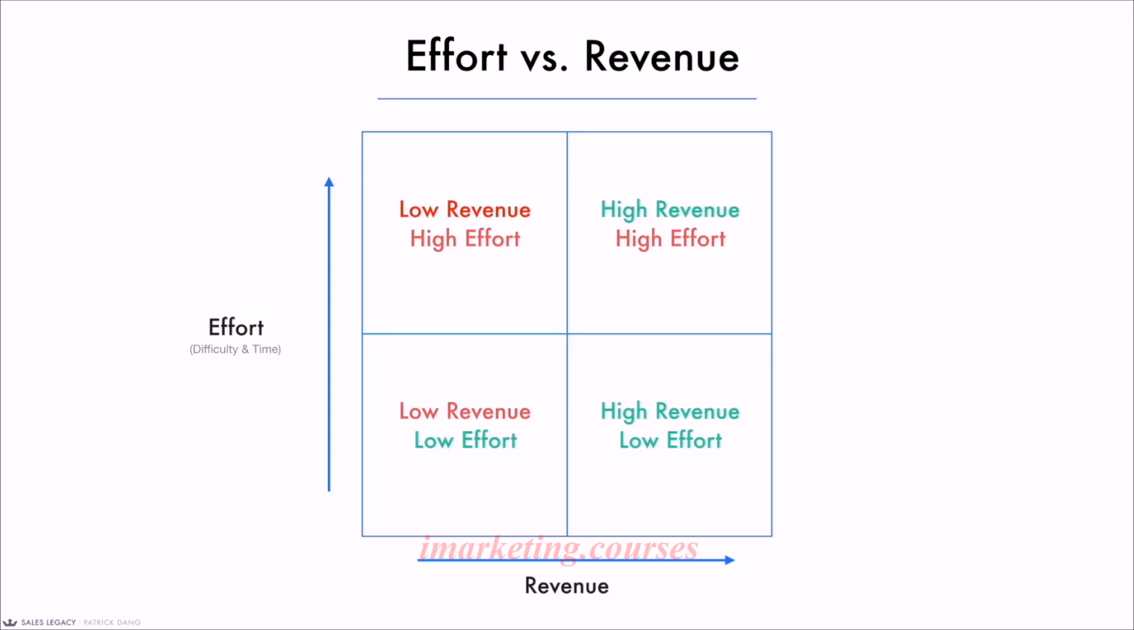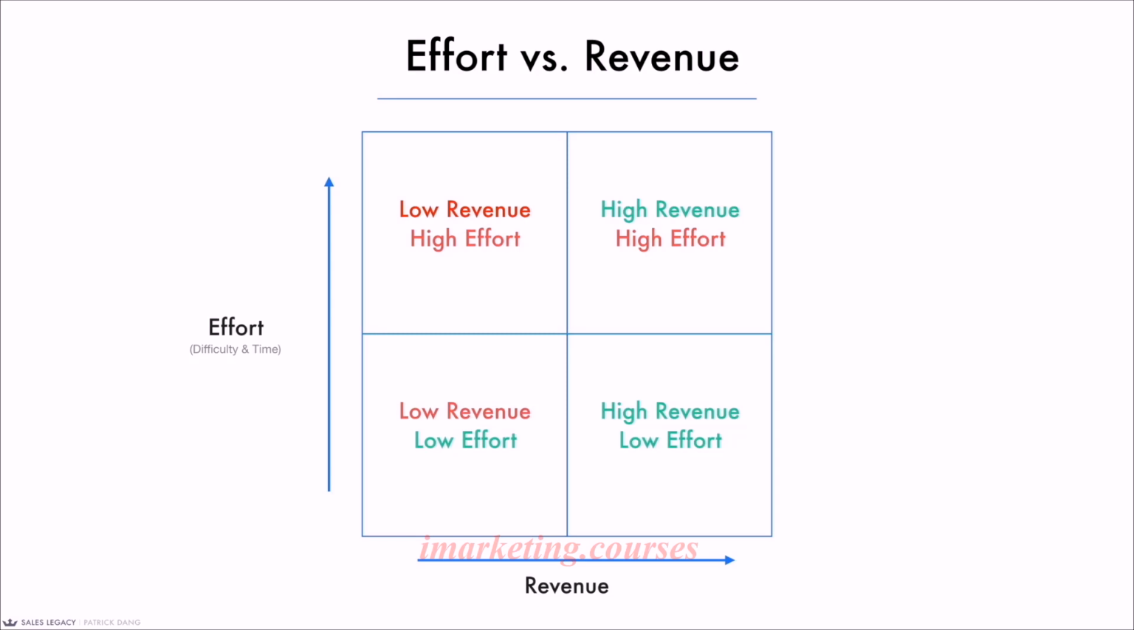The worst place to be in is on the top left, which is low revenue, high effort, meaning you're putting in a lot of work and you're making very little money. Another not so good place to be is on the top right, high revenue, high effort. That means you're putting in a lot of effort, but you're making a lot of money. And now the best place to be is actually on the bottom right, which is high revenue, low effort. And it doesn't mean you're not doing a good job. It just means that whatever product or service you're providing is very easy for you to do, and you're providing a lot of value and making a lot of money from it.